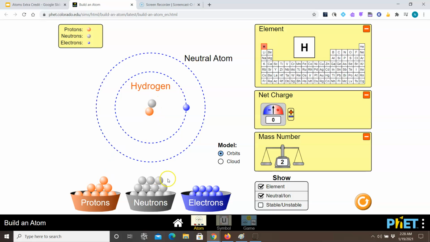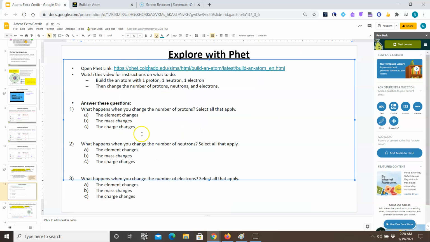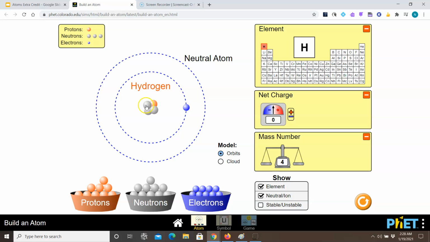And now we're going to add some neutrons. So this time let's just add 2 neutrons. 1, 2. Again, you want to take a look over on this side at what has changed. And then you go to this question: what has happened when you change the number of neutrons? You can record whatever changed when you added those 2 extra neutrons from our starting point. Let's put those back.